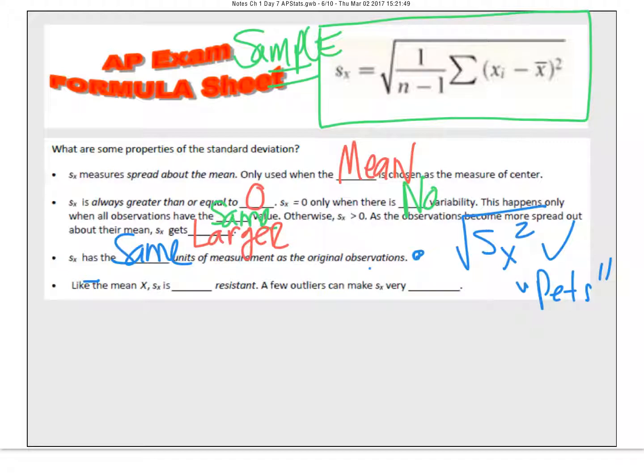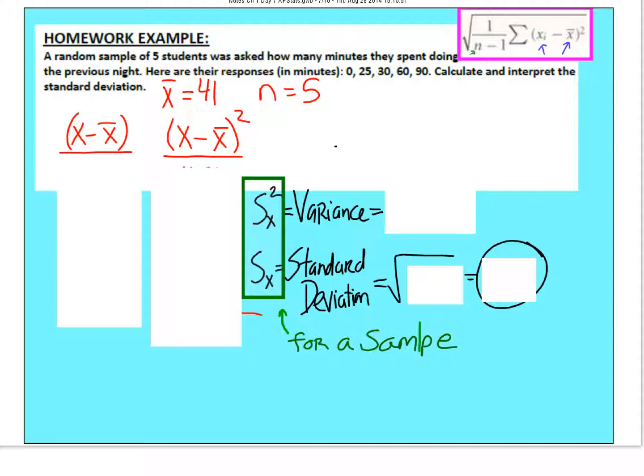And then the last one, like the mean, S of x is non-resistant. A few outliers in that data set can make the standard deviation very large and not a good representation of your measure of spread.